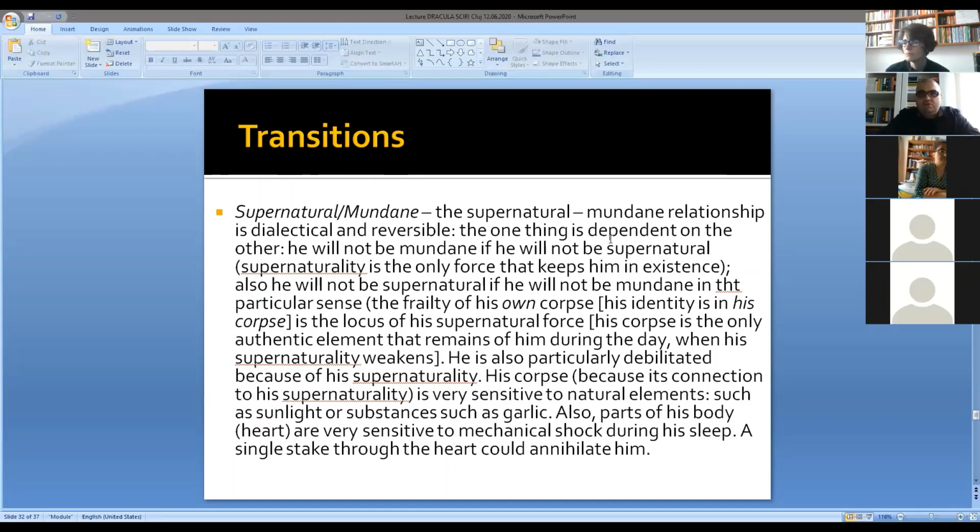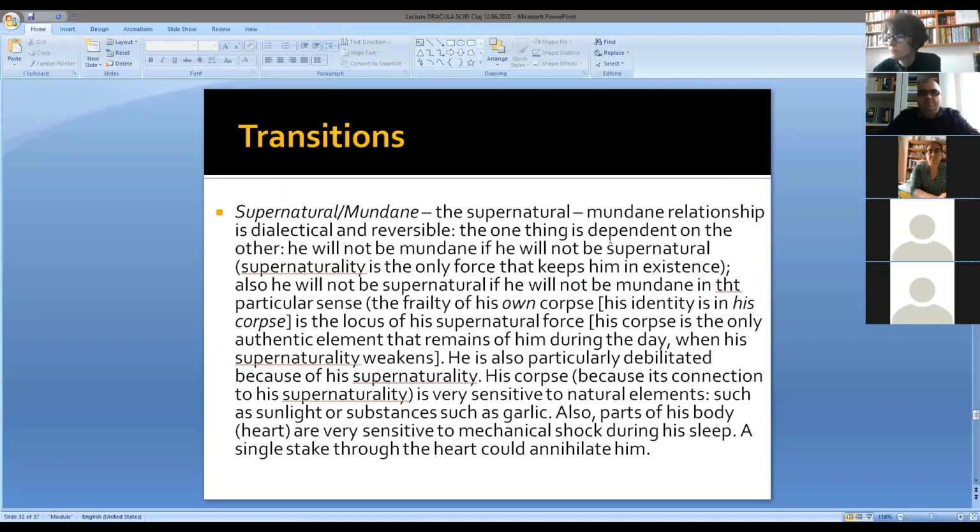The frailty of his own corpse, his identity is his corpse, is the locus of his supernatural force. He cannot be supernatural outside his corpse, not his body. He doesn't have a body. Actually, he has a corpse. He is a living corpse. He is not a body. So his corpse is the locus of his force. So a supernatural element is actually dependent on the mundane element, which is less than human. So the corpse is the only authentic element that remains of him during the day, when his supernaturality vanishes.